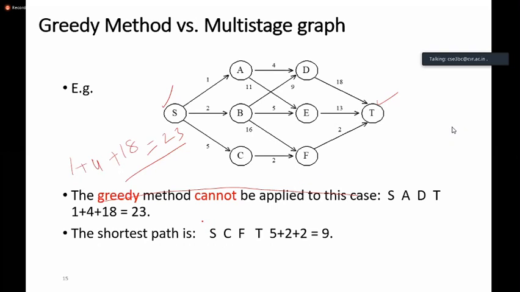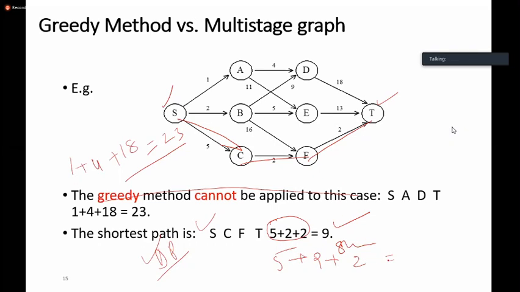Then if I apply one dynamic logic or DP logic on this, what happens? Your value is 9. This is the shortest distance. How did you get this? If I go like this, S to C is 5, C to F is 2, F to T is 2, and this is 9. With 9 distance, I can move from S to E. Are you clear?